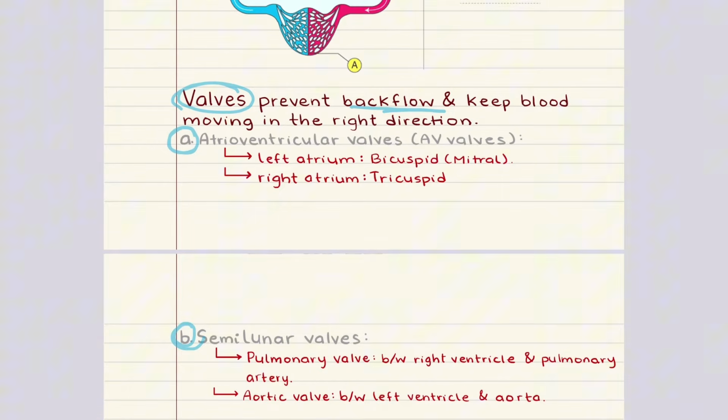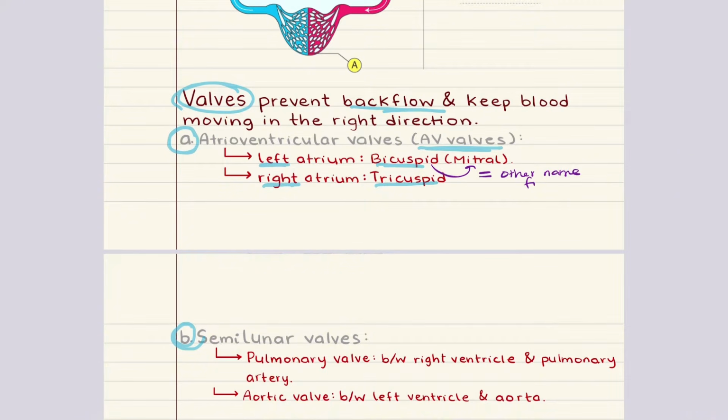The AV valves are located between the atria and the ventricles. On the right side, we have the tricuspid valve that separates the right atrium from the right ventricle. On the left side, we have the bicuspid valve, and this separates the left atrium from the left ventricle.